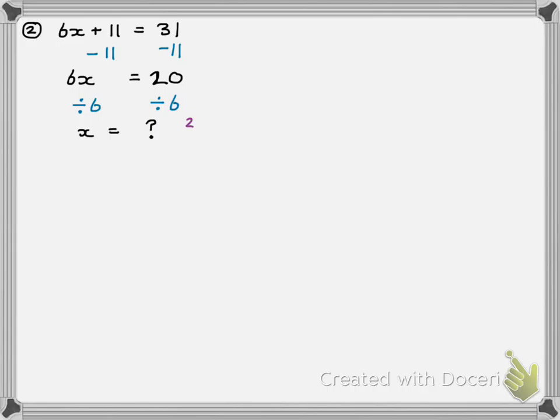Let's move on and try one that's a bit harder. 6x plus 11 equals 31 looks fine. We take 11 from both sides to get 6x equals 20, then we divide by 6. But that's where we get stuck, because 20 divided by 6 is not going to be a nice whole number. 20 is not in the 6 times table.